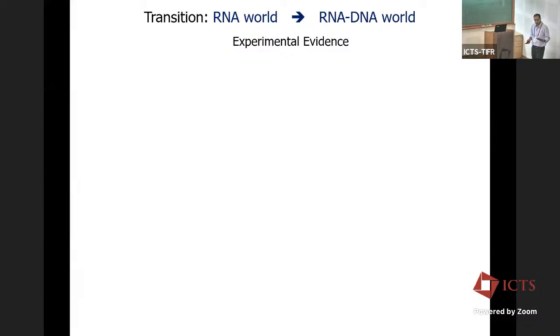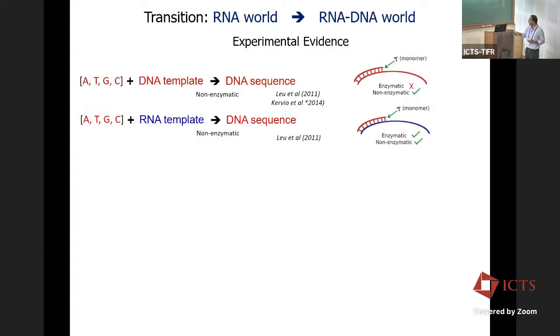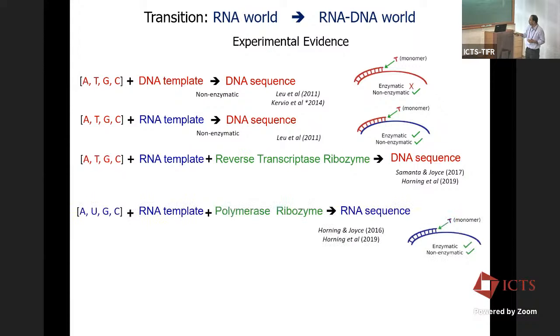So this still does not tell us how you can go from a world where you have only RNA, which played the role of both catalysis and as well as information storage, to RNA, DNA, protein world. So we haven't answered the question of how you can go to an RNA, DNA, protein world, but we have some evidence of how you can go to an intermediate world called an RNA, DNA world. And evidence of this comes from recent experiments which are really mind-blowing in ways.